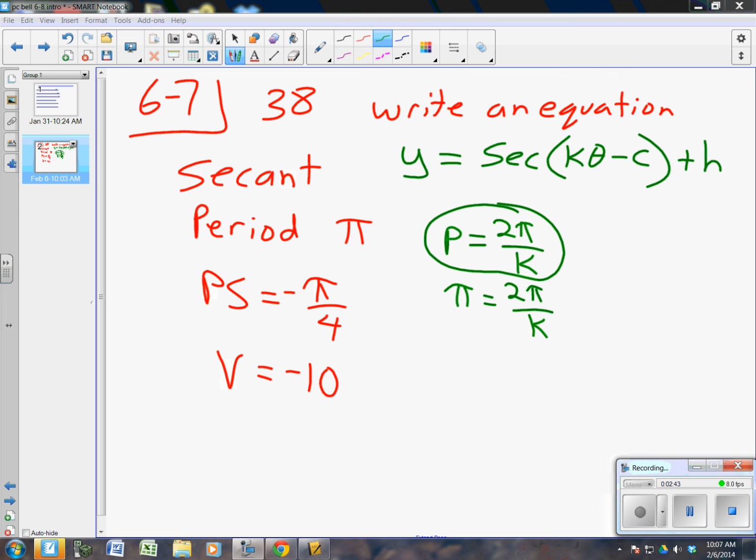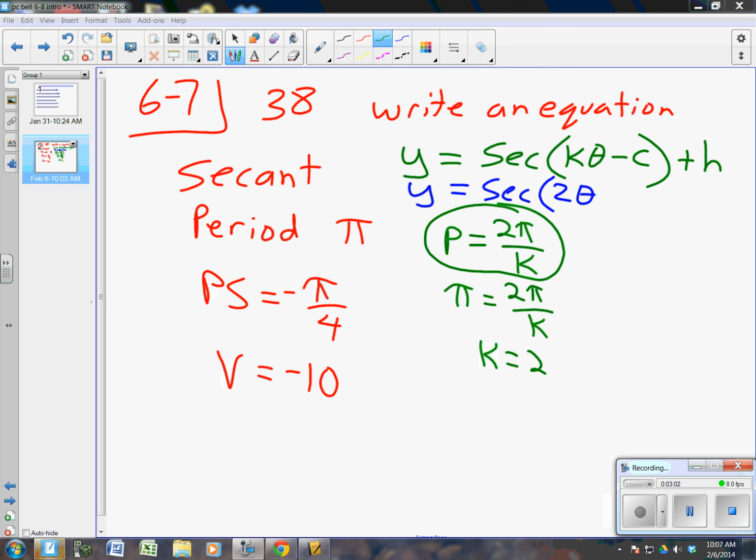Okay. So right here, you guys, if I solve this for k, I'm going to get k equals 2, right? So now we know k. So if we're writing this equation, y equals secant of 2 theta.